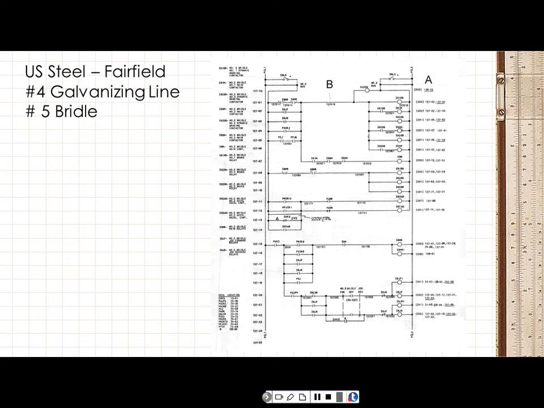What did you say those lines on that board were? You see them? We call them traces. Some people call them foils, but I learned them as traces. And those are the actual conductors.